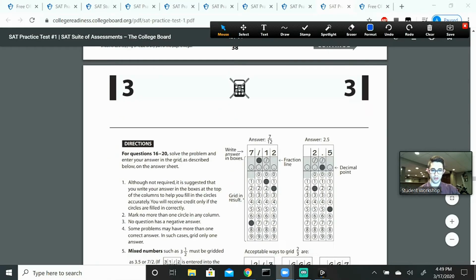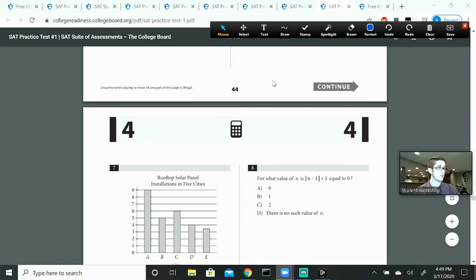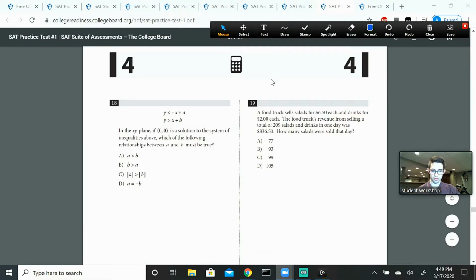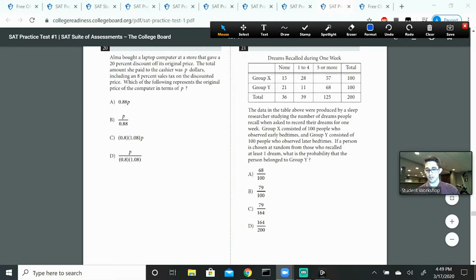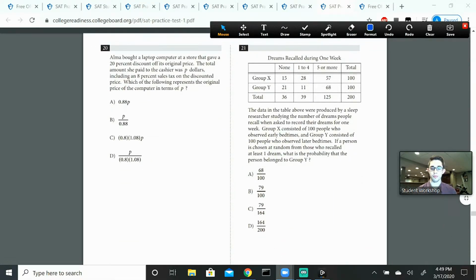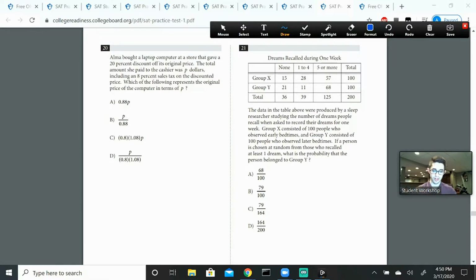All right, it's going to be the last one from the no calculator section, but we do have a couple in the calculator section. Question 20 is the next one. Great. So Alma bought a laptop computer at a store that gave a 20% discount off its original price. The total amount she paid to the cashier was P dollars, including an 8% sales tax on the discounted price. Which of the following represents the original price of the computer in terms of P? Well, there's that finding something in terms of something else again.